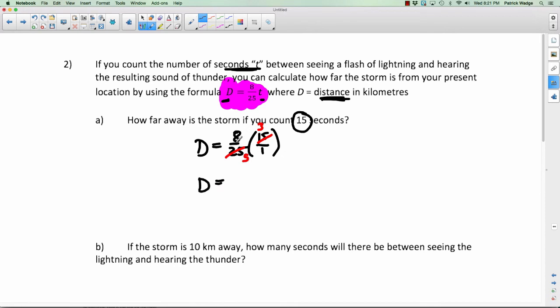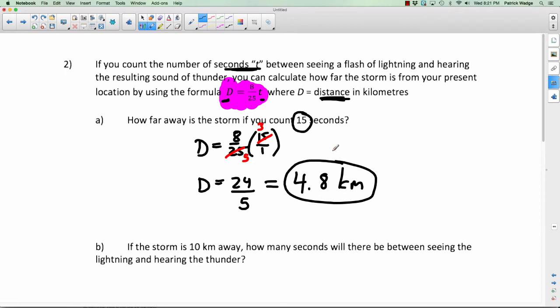So we multiply across the top. 8 times 3 is 24. We multiply across the bottom. 5 times 1 is 5. And there's an answer. I mean, it's fine. You could put that as your answer, 24 over 5 kilometers. Or if that's hard to picture, take your calculator, go 24 divided by 5, and you'll get 4.8 kilometers. That's how far away, approximately, the lightning is from you.